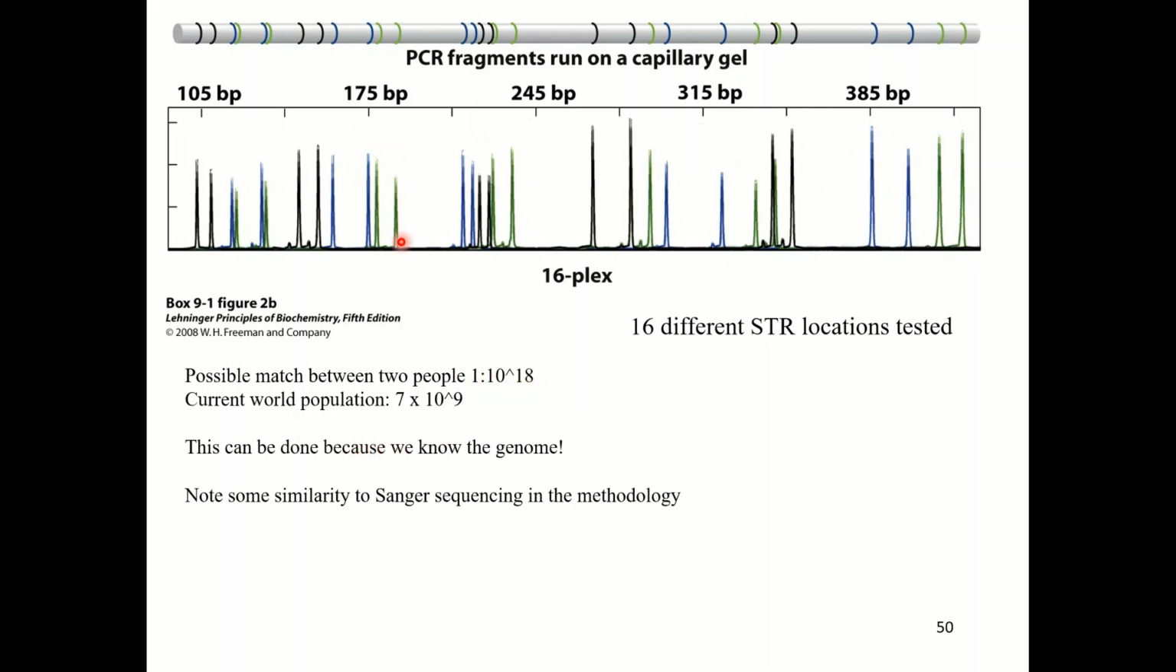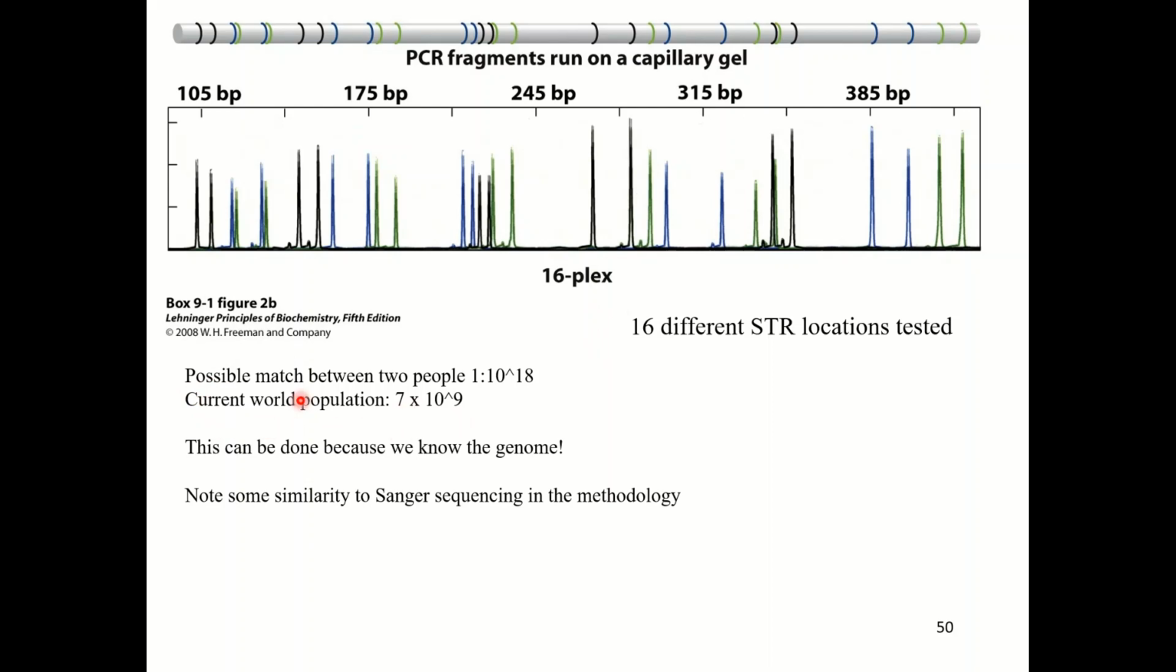Okay, so if you're looking at these for forensic data, the likelihood that 2 people would have the same pattern of these is 1 times 10 to the 18th, right? So, 1 in 10 to the 18th. So that's a huge number. So the likelihood of that is very, very small.